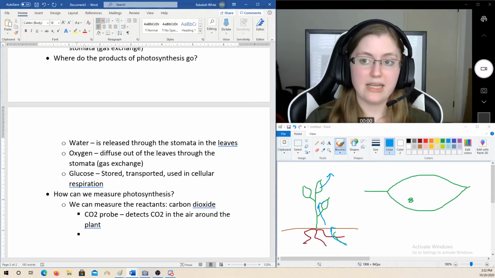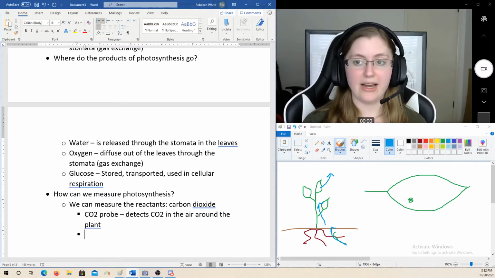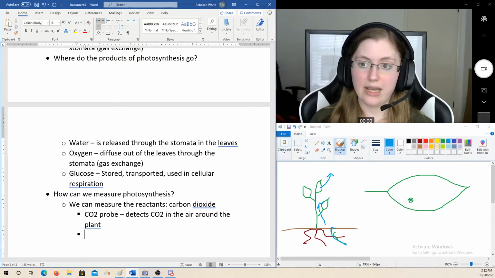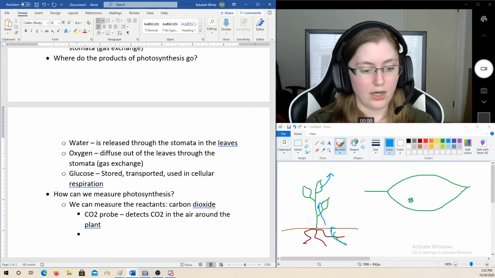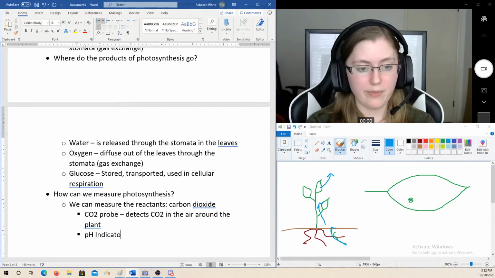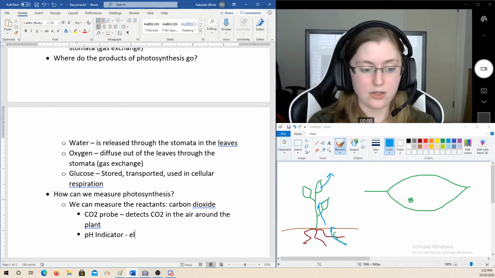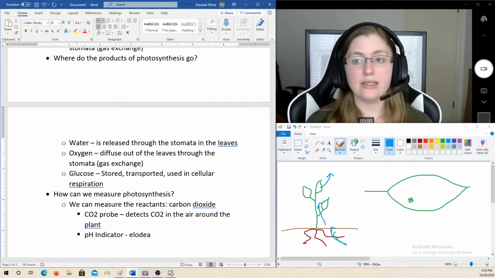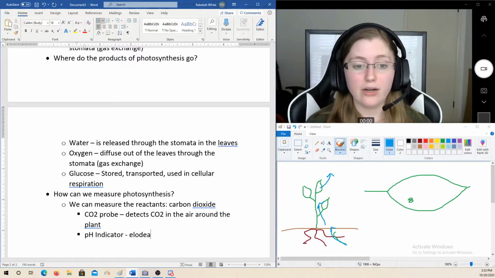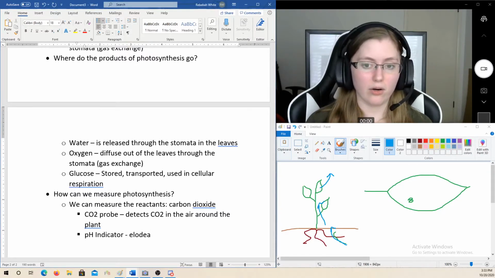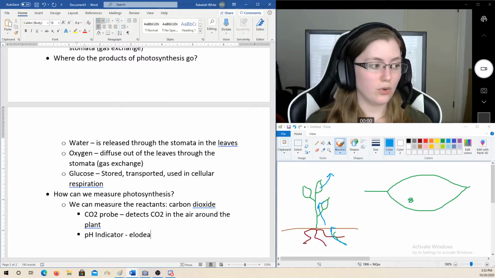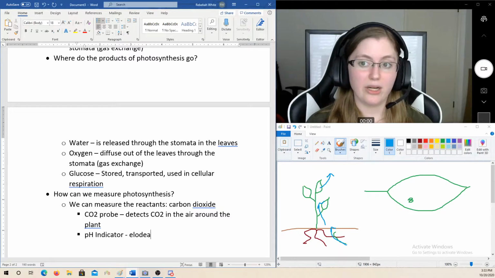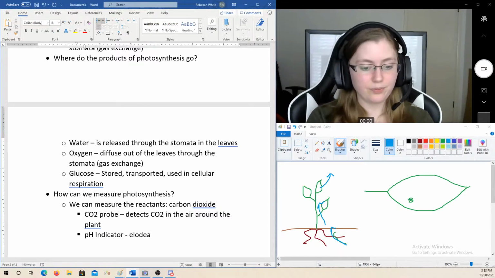And the other way that we can detect how much carbon dioxide is being used is by using a pH indicator. And you're going to be doing this in one of your labs. You're going to be using the plant Elodea for this. So Elodea is an aquatic plant. It lives submerged in water. So instead of pulling its carbon dioxide from the air, it's going to be pulling its carbon dioxide from the water around it. So what we can do is measure the pH of the water around this plant. It's similar to measuring it in the air, but we're using water instead.